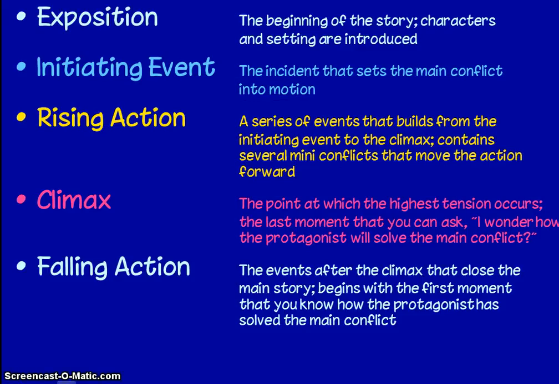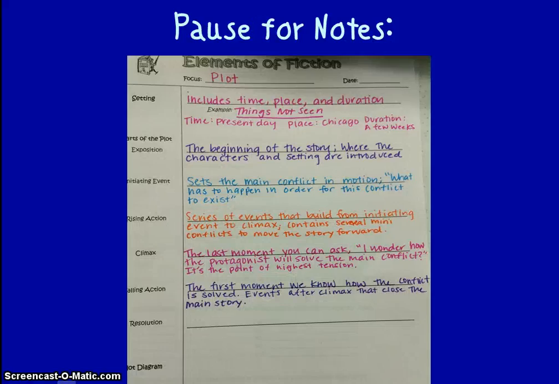Alright, so we've just had the climax and now we're in the falling action section. This is the part of the roller coaster where you are dropping down. It's the events after the climax that close the main story and begins with the first moment that you know how the protagonist has solved the main conflict. You kind of figured that out and it's ready for the story to end. So go ahead and pause your notes and fill out the falling action part of our plot notes.